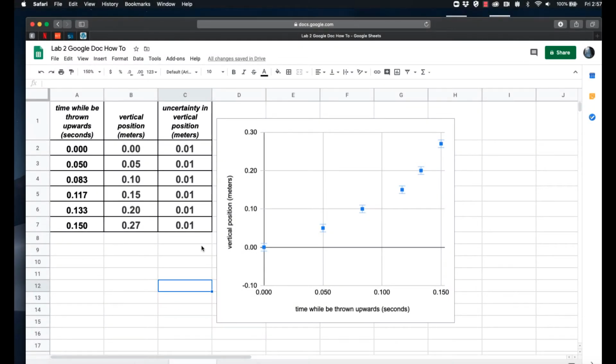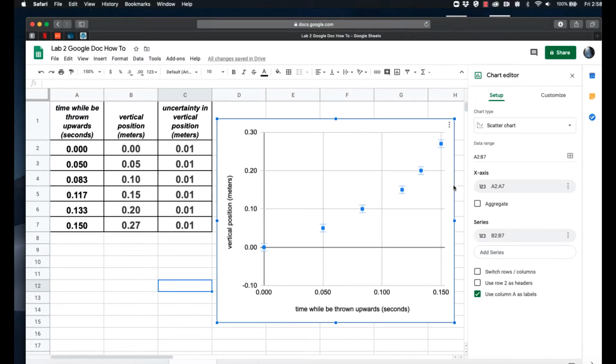Okay, so now we have this graph of our vertical position versus the time while being thrown. So this is in the hand. And what we want to do is model this motion, which we don't necessarily expect to be a perfect quadratic, say constant acceleration. There's no reason to expect that when somebody throws a ball that it would have a constant acceleration. So what I can do to fit this complex motion is double click on it.